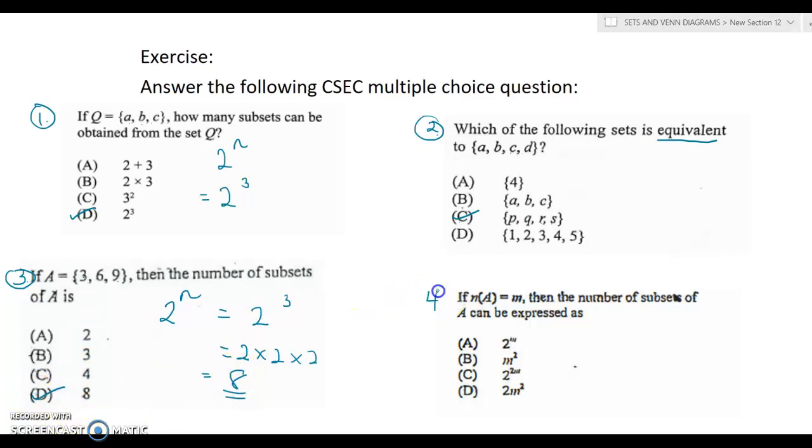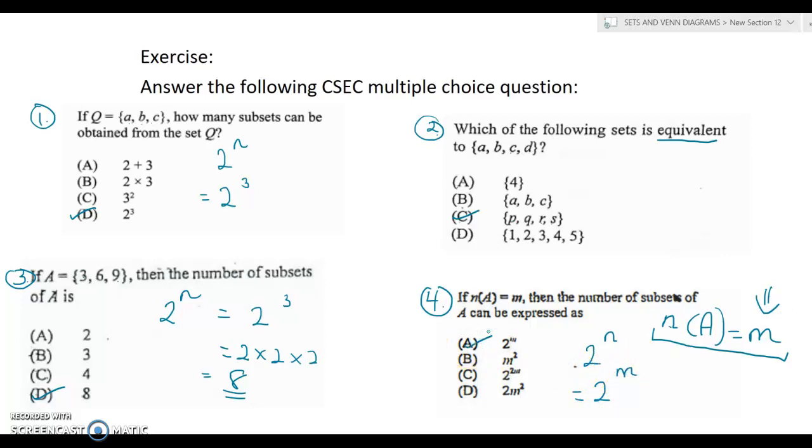And then the last one, number 4. Now look at this. If the number of members in set A is equal to m, then the number of subsets of A can be expressed as. So you have to remember what this reads. Remember, it means the number of members in set A is equal to m. How many subsets does set A have? Remember, to find the number of subsets is 2 to the power n, where n is equal to the number of members. In this question, it is telling us they have the set as m members, which is really 2 to the power of m, which is A.